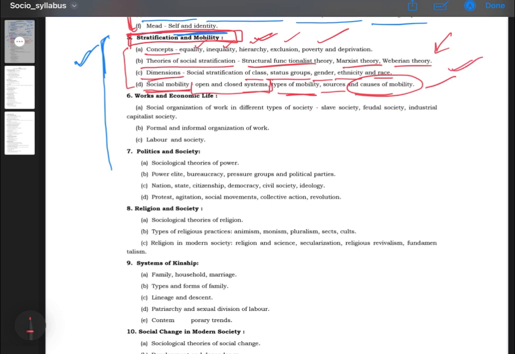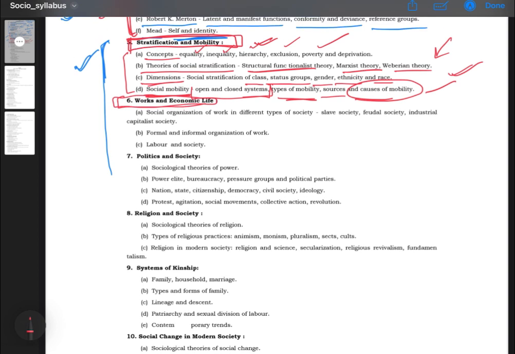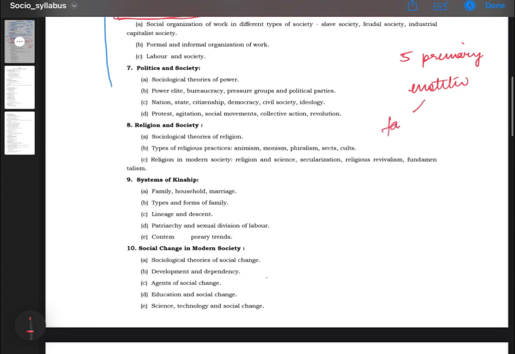This is a very interesting unit. Then is work and economic life. Yeah, before this I want to tell you something. There are five primary institutions. All right, so what are those? Family, polity, economy, education, and religion. These five things you should remember as if these are your five fingers. These should be on your fingertips.